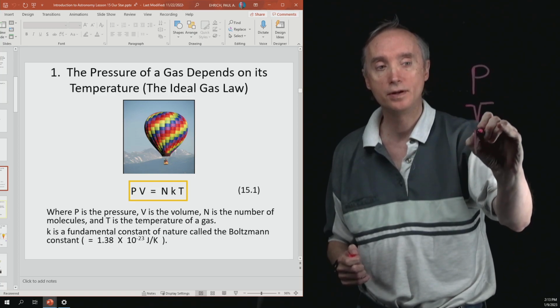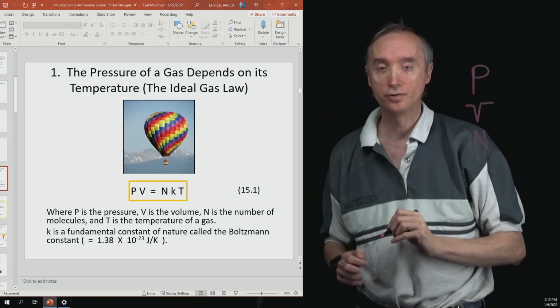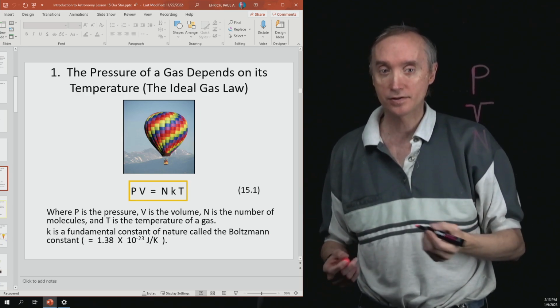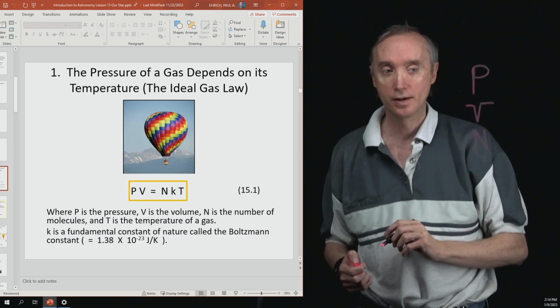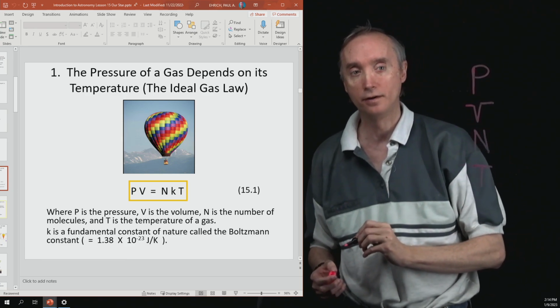N is going to be the number of gas molecules. Normally a star is going to have trillions and trillions of gas molecules inside of it, so N is going to be a very big number. And then T is going to be the temperature of the gas.